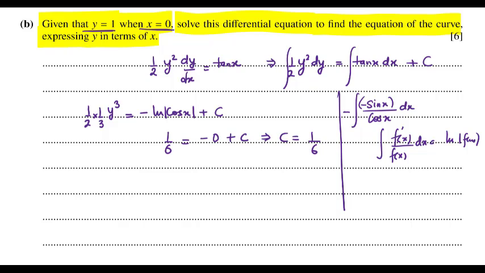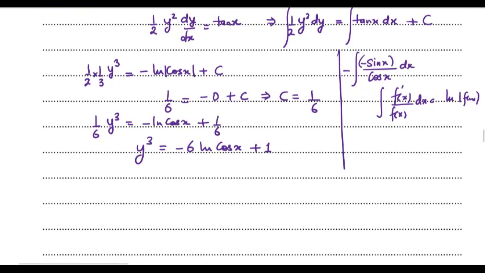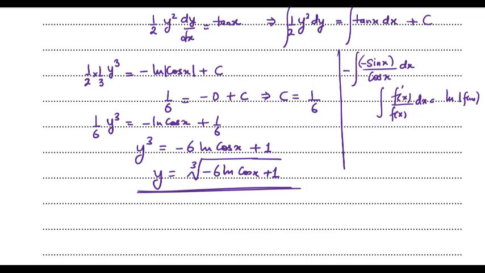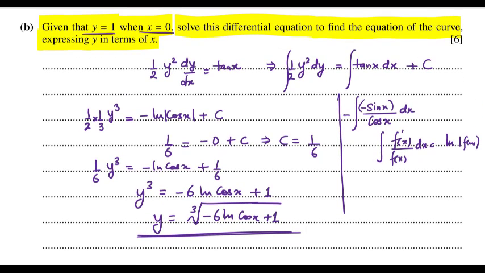So we got 1 by 6 y cube equals minus ln cos x plus 1 by 6. Now I'll transfer 6 to the other side, and we are left with y cube equals minus 6 ln cos x plus 1, because 6 got cancelled, and ultimately we got our answer y as cube root of minus 6 ln cos x plus 1, and this is y in terms of x. I hope it is clear. Let's discuss the next question now.